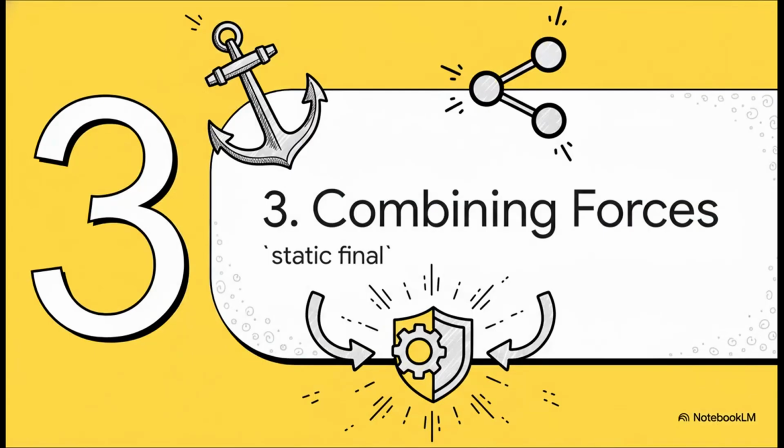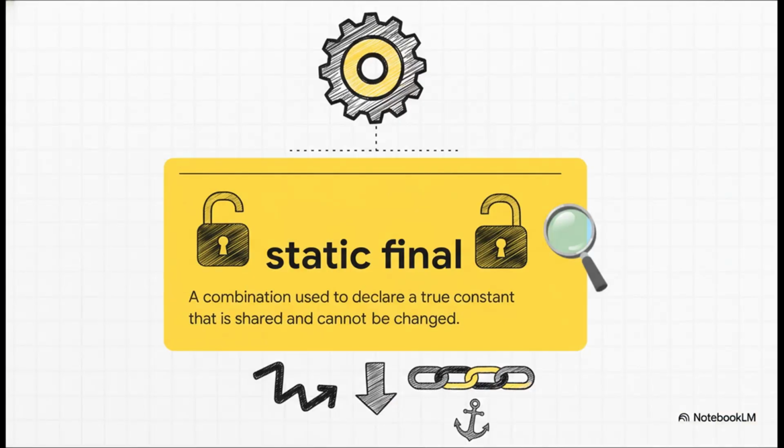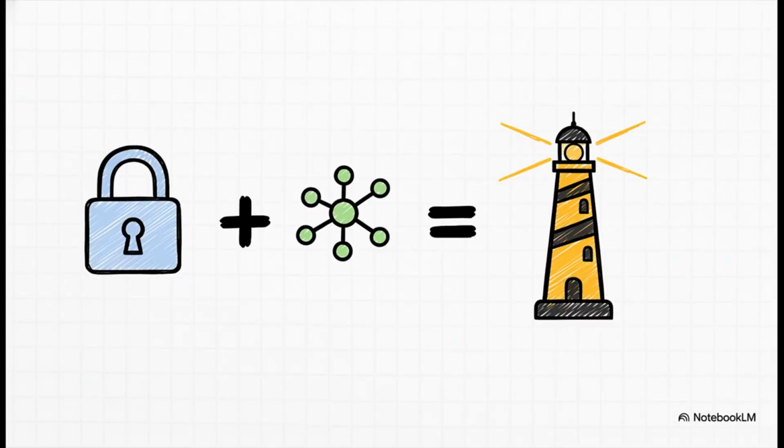All right, so we've got final for unchangeable and static for shared. Now, what happens when we combine them? This is where the real power comes in. When you put static and final together, you literally get the best of both worlds. Static means it's shared by all instances, and final means it can never ever be changed. It's that simple. You take unchangeable from final, you add shared from static, and what do you get? A true global constant. This is the official Java recipe for creating a value that's available everywhere and is totally locked down.